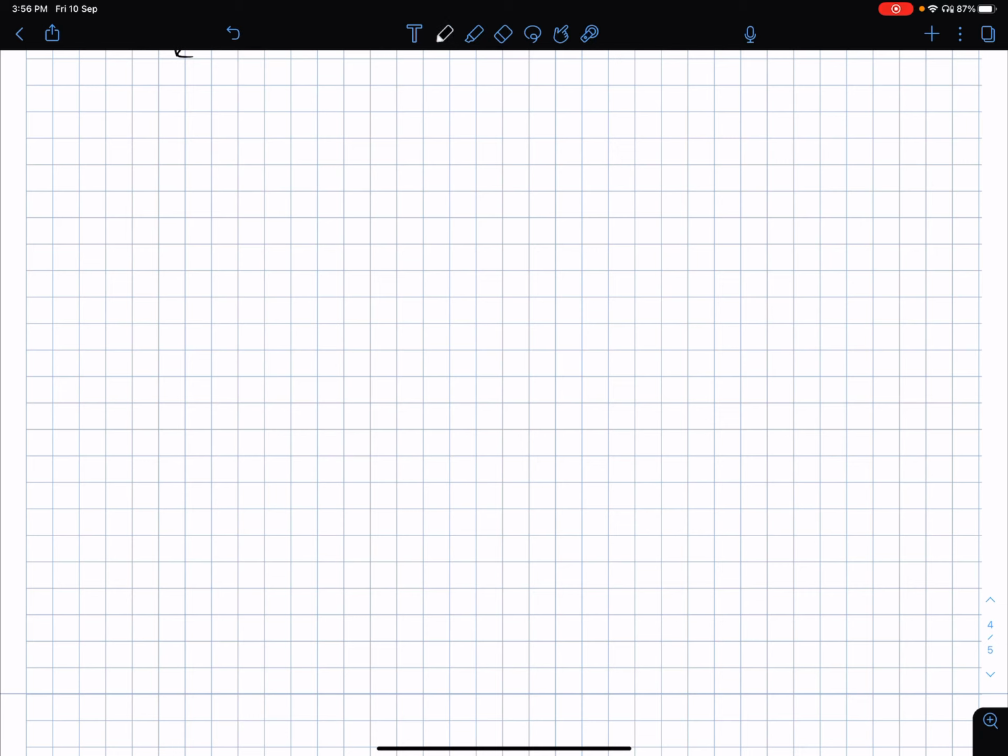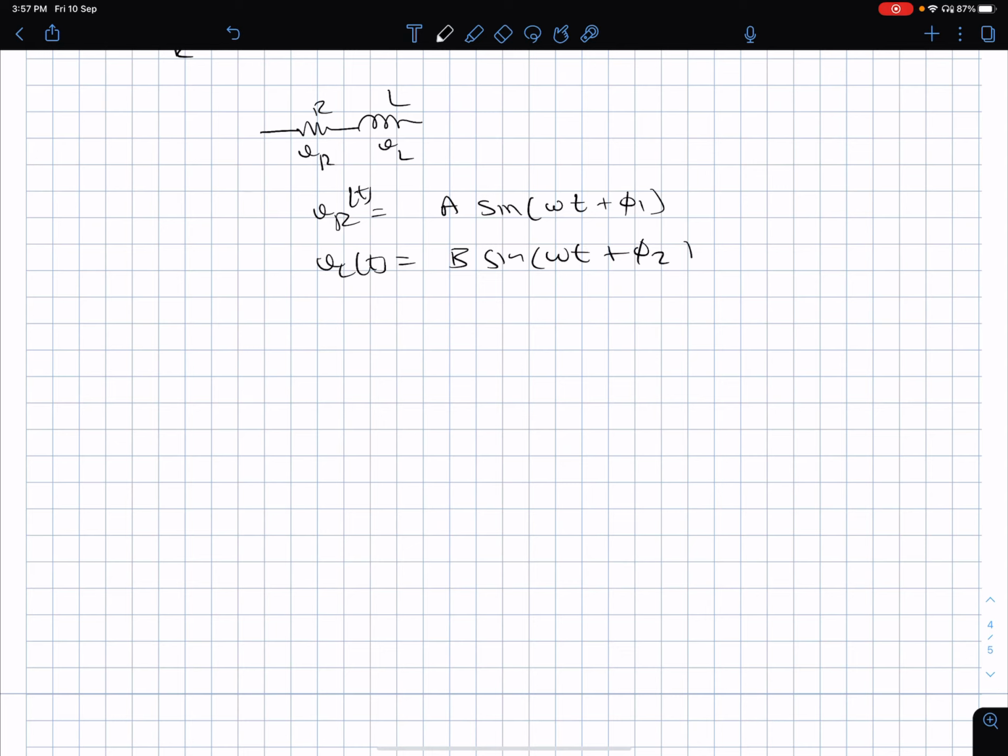Okay. Now another very important property of sinusoids which we are discussing at this point of time is that, let's say that suppose you had this R and L in series, and say this was VR and say this was VL, and let's say that VR was described by A sin(omega t plus phi 1) and VL of t was described by, let's say, B sin(omega t plus phi 2).